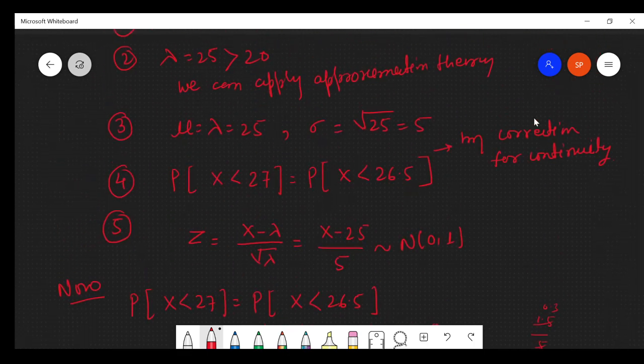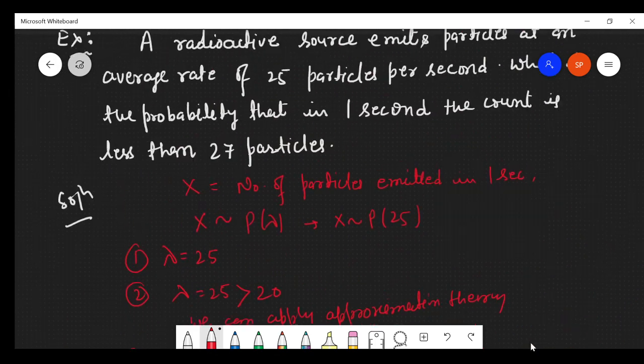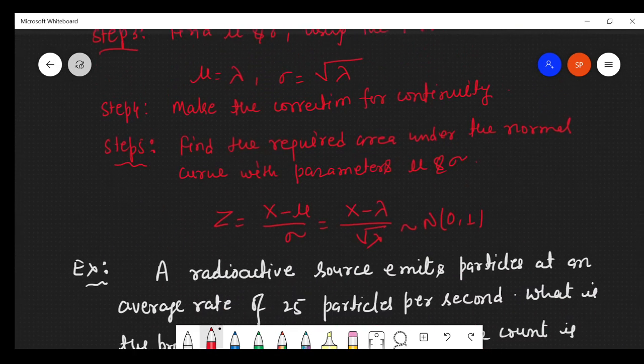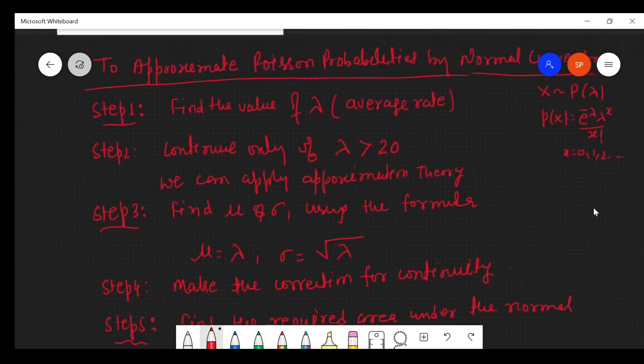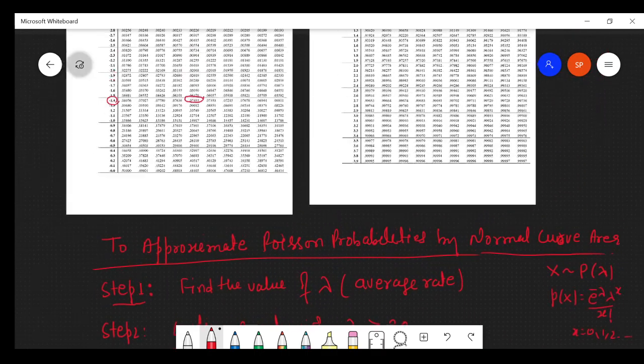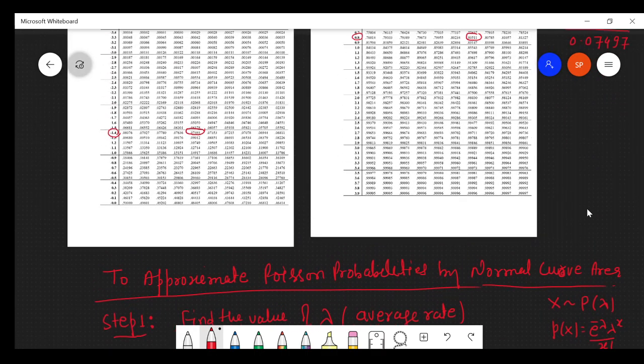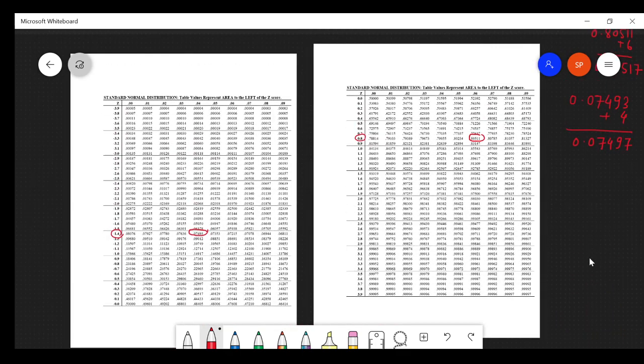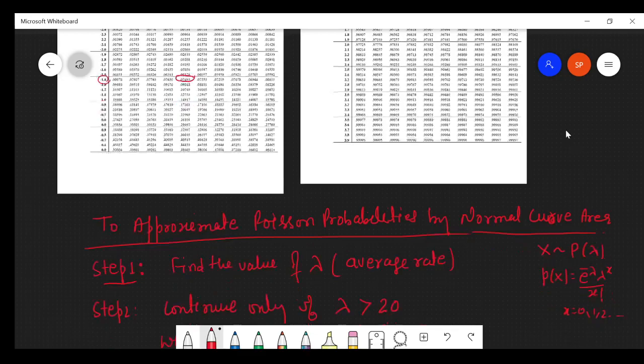So we move forward and go to the table here. Looking up 0.3, we write the value 0.61791.